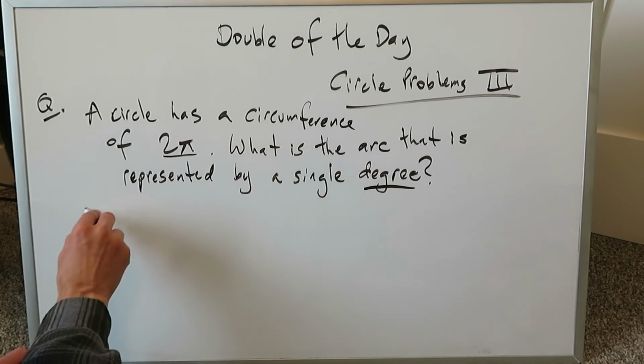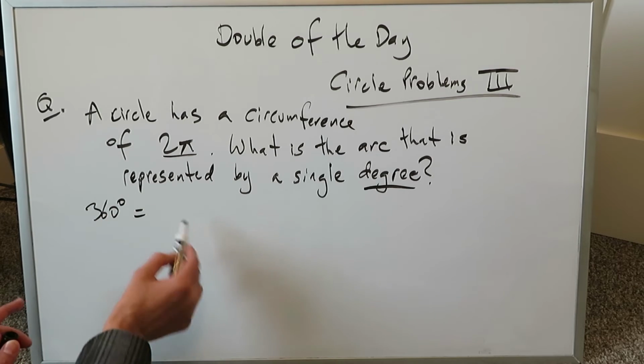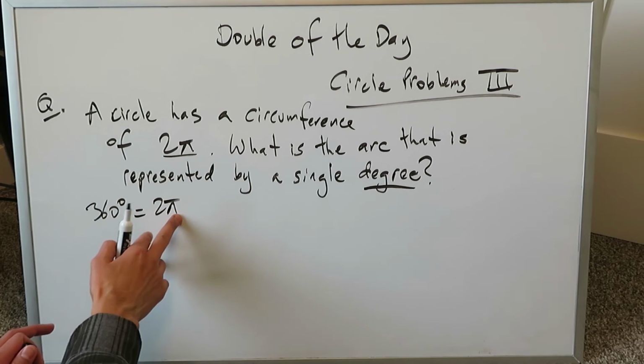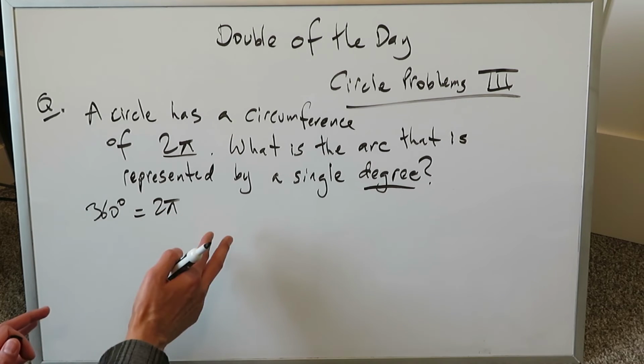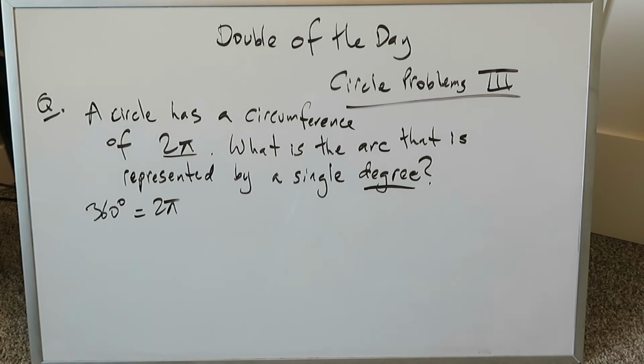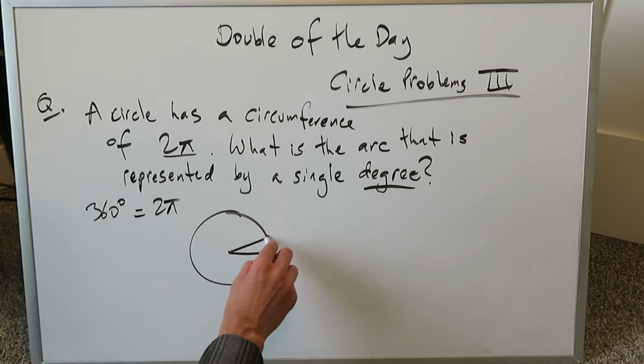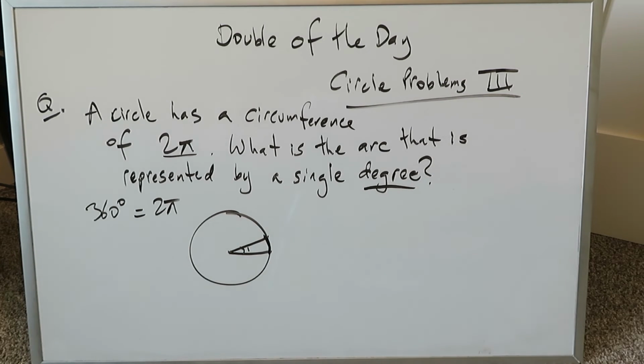We know 360 degrees is equal to 2 pi in terms of radians. Think about it. Pi is 180, 2 times 180 is 360. If a circle has a circumference of 2 pi, what is subtended or represented by a single degree? If you were to look at just 1 degree, what would be the arc length over here? How can you represent 1 degree in terms of a radian?